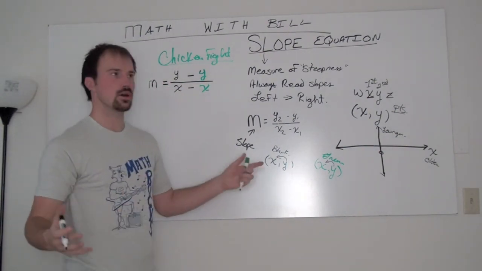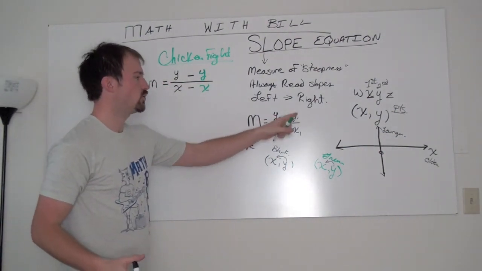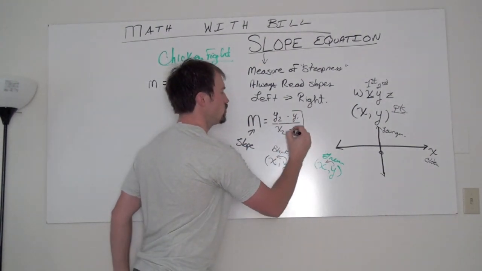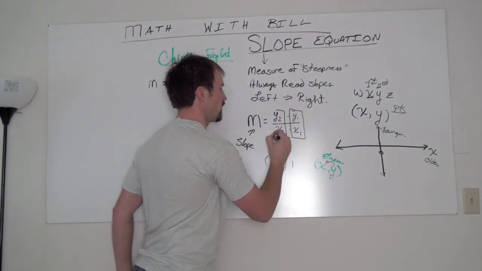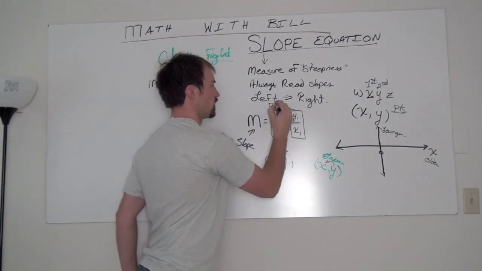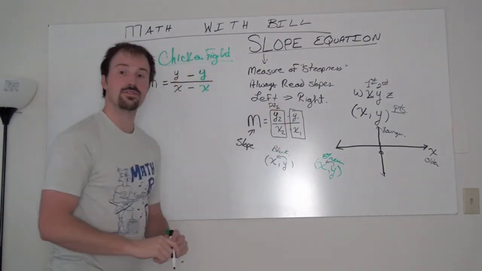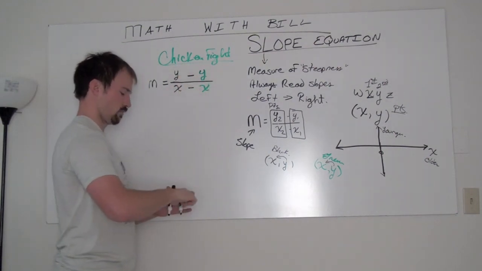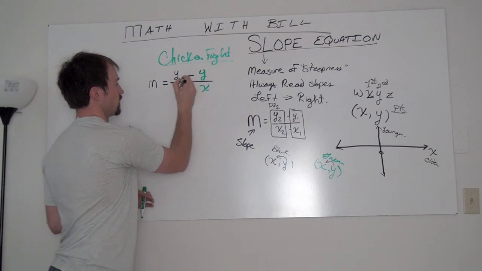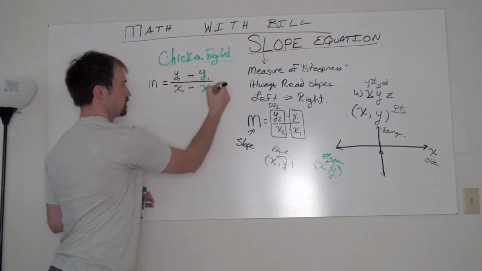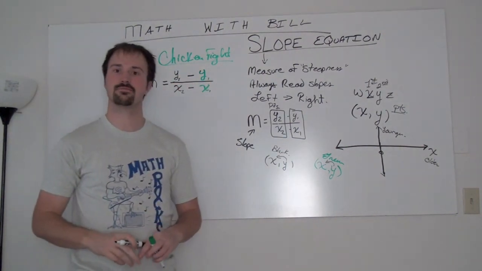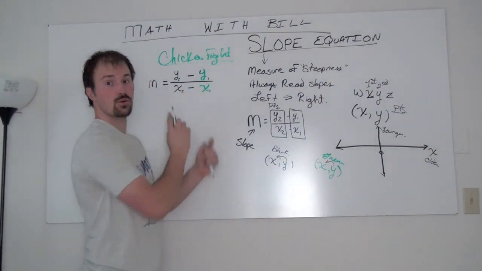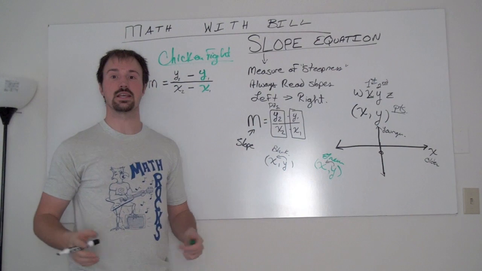Now, you're saying, but Bill, where are the 2's? Where are the 1's? All of these 2's and 1's represent different points. We could have just as easily colored them green and black, making this a second point and a first point. Tune into the next video to see how, if we switch these two around, it doesn't really matter.